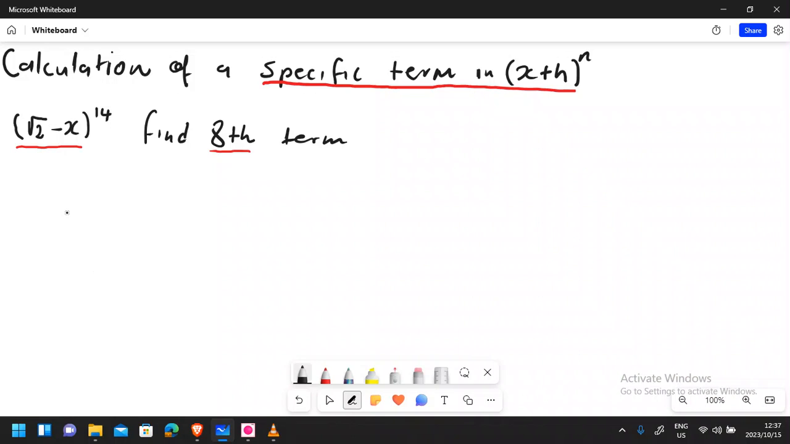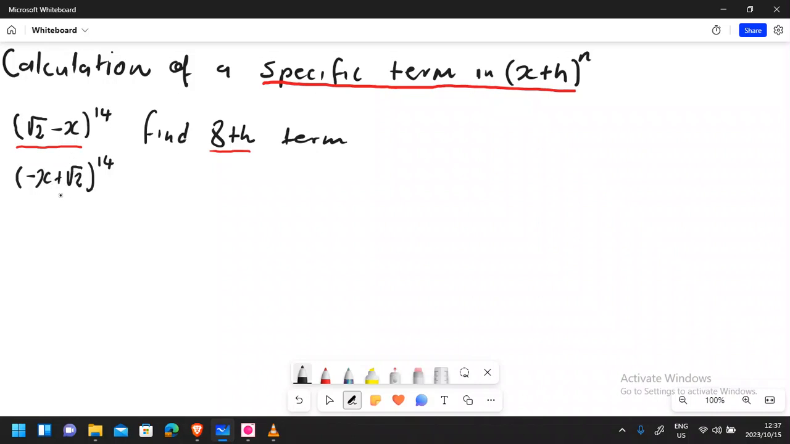All right, so let's look at this. Here's what they want us to do: find the eighth term of the expression. As you can see, we have x on one side and 2 on the other side. So the best way of doing this is to rearrange this expression. I would do it like this: minus x plus root 2, all to the power of 14. So this is what you have if you decide to rearrange.